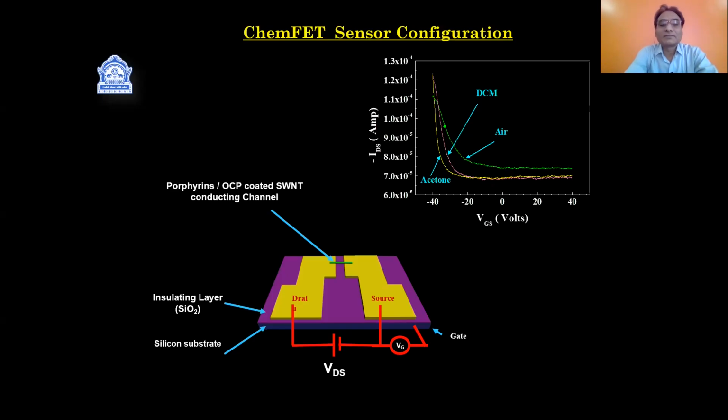Welcome back again. I was talking about ChemFET sensor configuration. You can see here, whenever we are talking about field effect transistor, I hope that everybody must have gone through the fundamentals of field effect transistor. Now, whenever we are talking about characteristics of field effect transistor, there are two important characteristics: output characteristics and transfer characteristics.